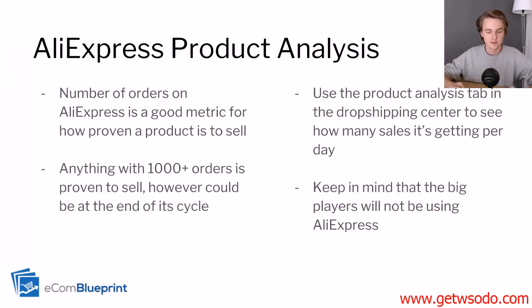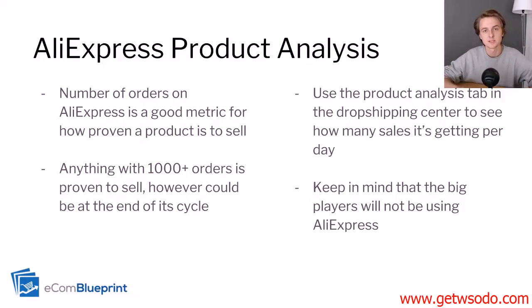Another way that you can validate a product is with AliExpress product analysis. So just the number of orders on AliExpress is a good metric for how proven a product is to sell. So for example, the posture corrector product had 13,000 orders when I first looked at it. And so I knew that it was proven to sell essentially. Anything with 1,000 orders plus is proven to sell.